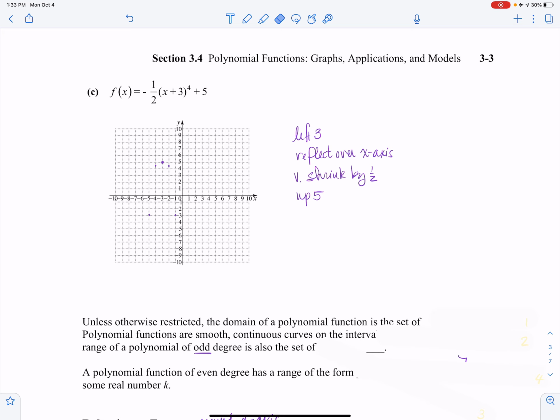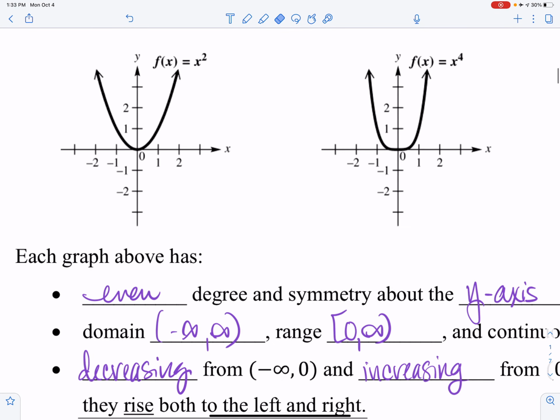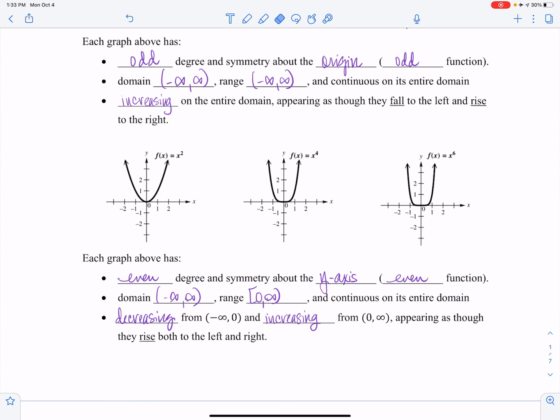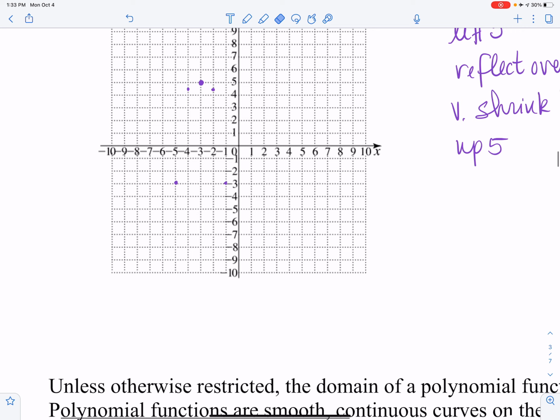And if you'll notice, I gave you an x to the 4th parent a few moments ago. It looks a whole lot like the quadratic parent. It just looks like it's a little flatter, kind of like the quadratic has been dropped onto the x-axis. So that's essentially what we're going to do as we graph this one. Just going to make it just slightly flatter.